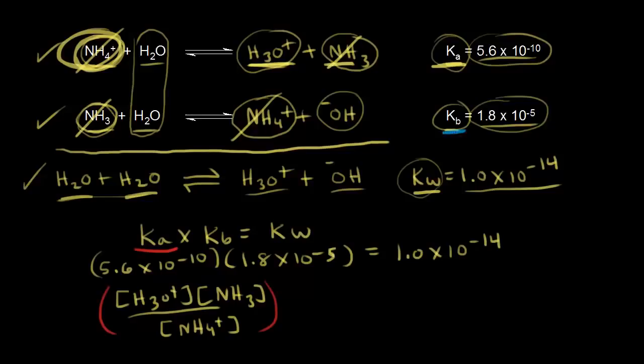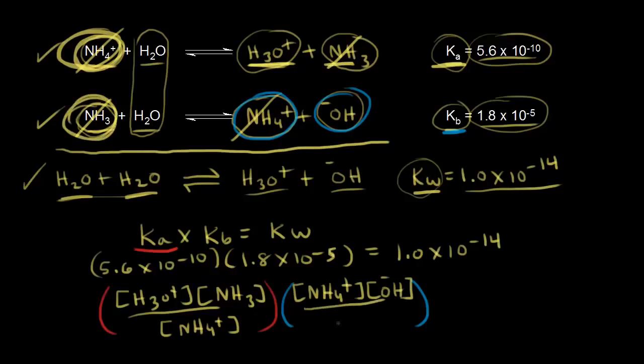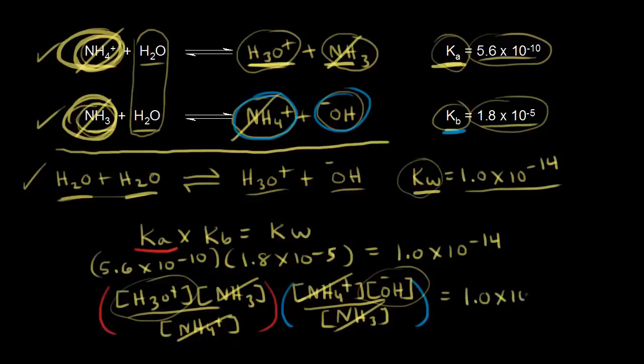So over here is Kb, that'd be the concentration of your products, so NH4+ times OH-. Let's put this in parentheses here. So we have the concentration of ammonium, NH4+, times the concentration of OH-, and that's over the concentration of NH3. So what do we get? Well, the ammonium would cancel out, and then the NH3 cancels out, and we're left with H3O+ times OH-, which we know is equal to 1.0 times 10 to the negative 14.